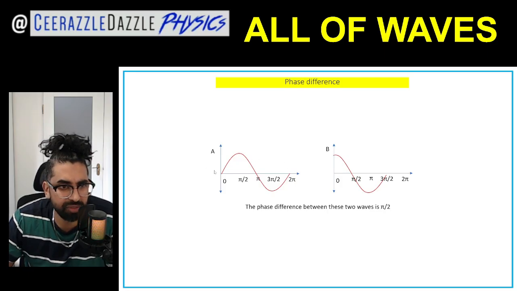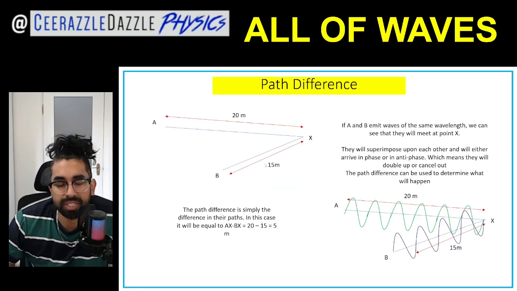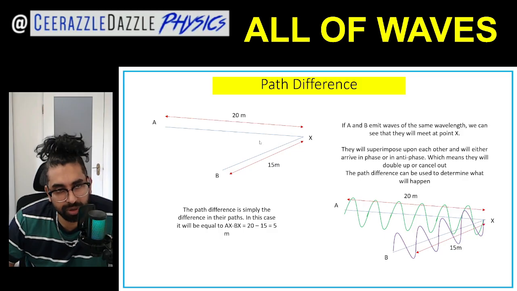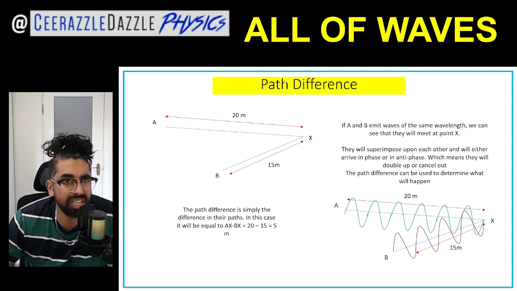So look, it must have been shifted by pi over 2 to look like this. Path difference. Now, path difference is a concept which loads of kids get confused about. I'll quickly run it through here. Let's say we have a point A and a point X and point B and point X. The difference between the two paths is simply the path difference. The name's on the tin.